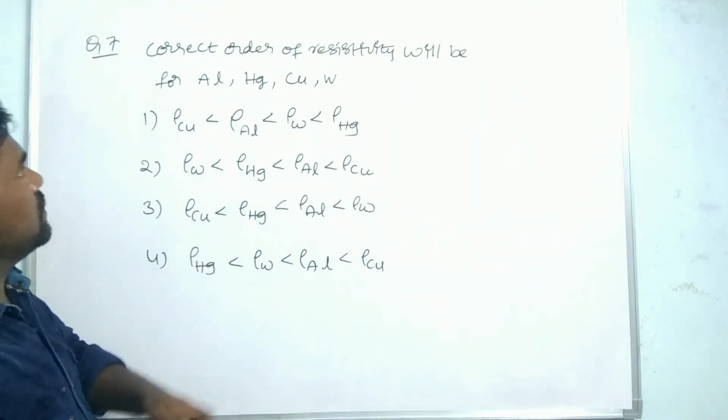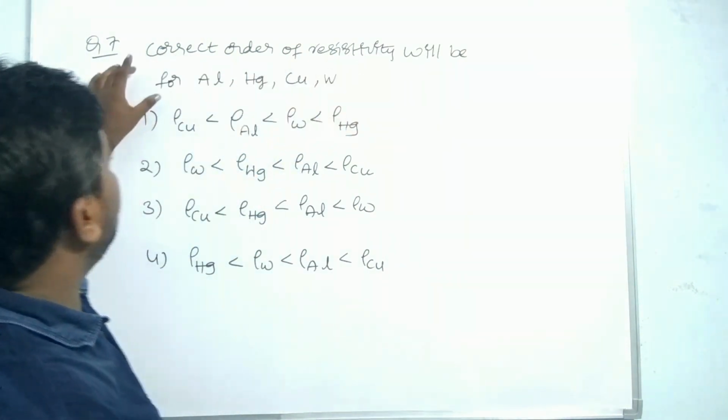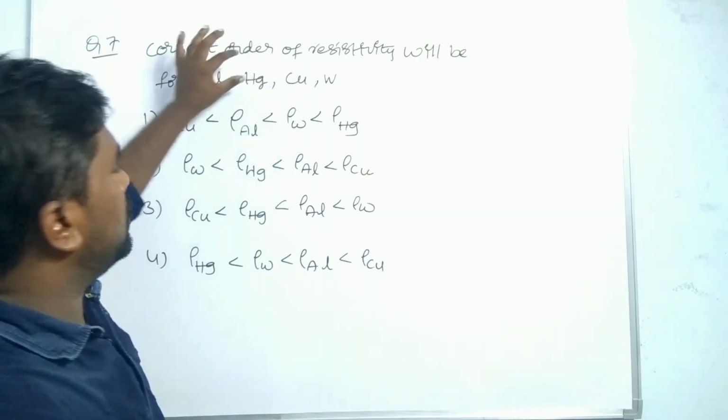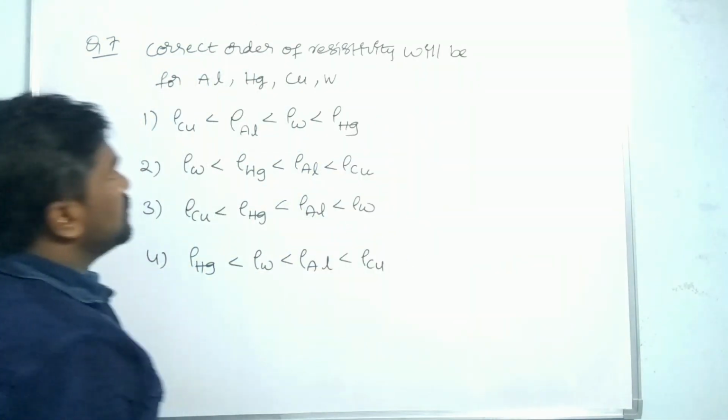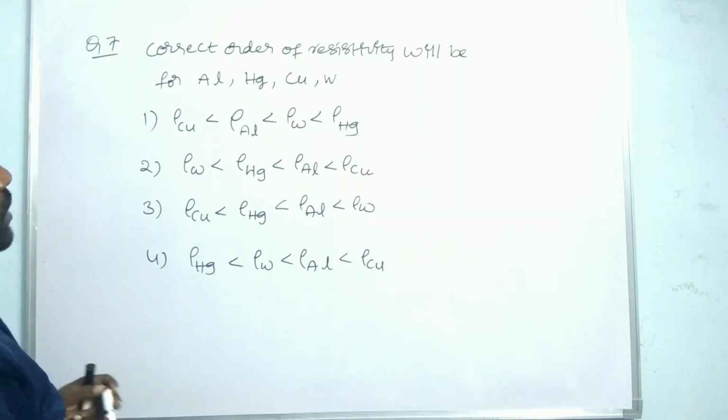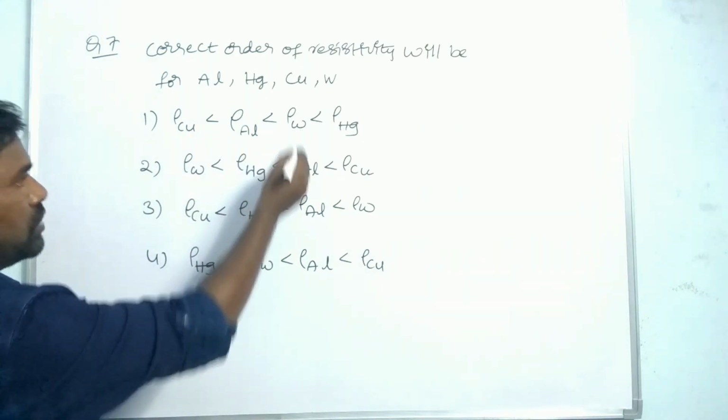Here there was a question: the correct order of resistivity will be for aluminum, copper, mercury and so on. Here we have to find the resistivity values in order and see which order is correct.